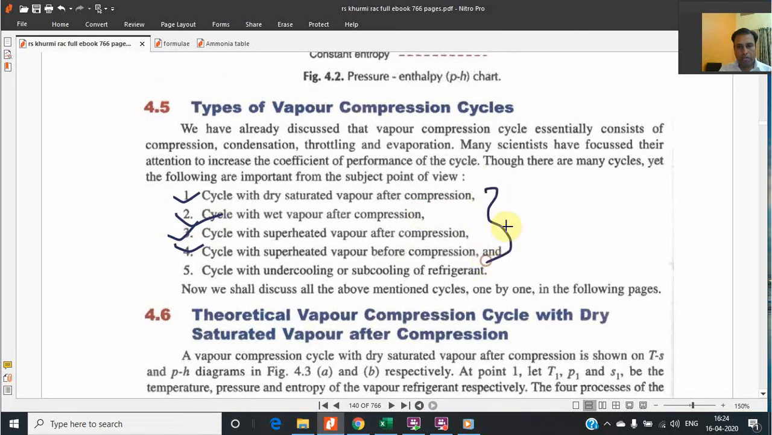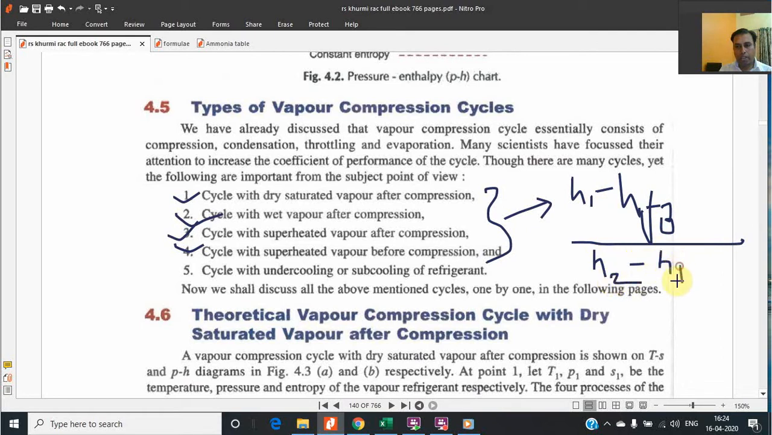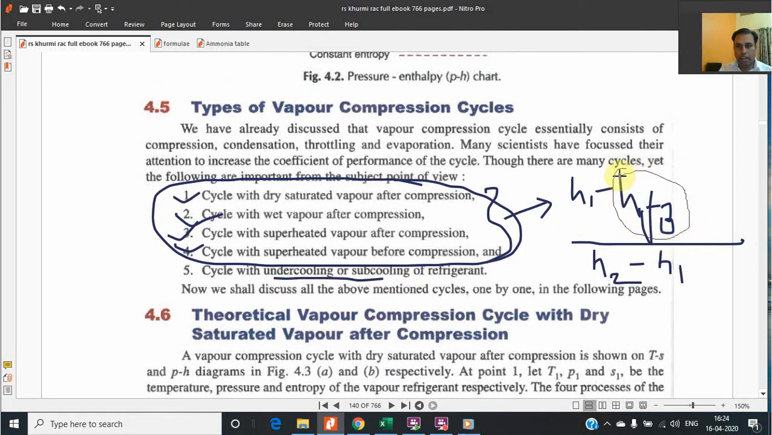I have told you that in the initial 4 cases, from this to this, we are using the same common formula, that is (H1 minus HF3) upon (H1 minus H2): the refrigerating effect upon the compressor work. The compressor is placed between 1 and 2, that is why the compressor work is H1 minus H2. For the first 4 cases we will use this common formula, and for the last one there is subcooling, so due to subcooling the HF3 will change and the refrigerant will be cooled below HF3, so a slight change will be there.